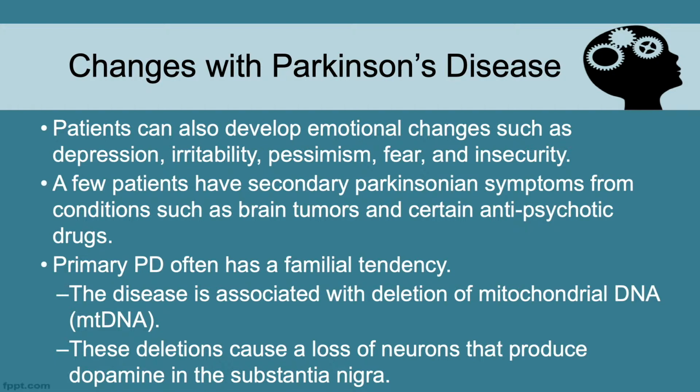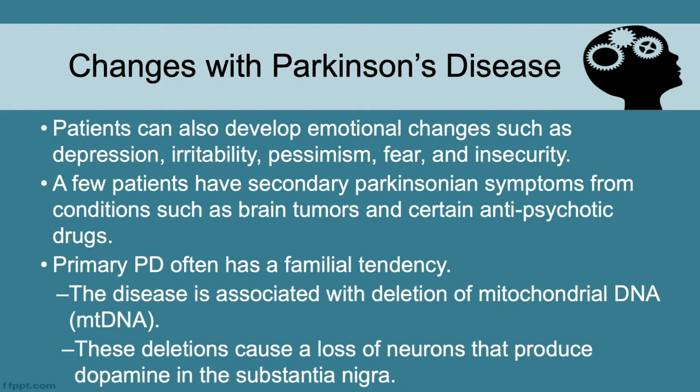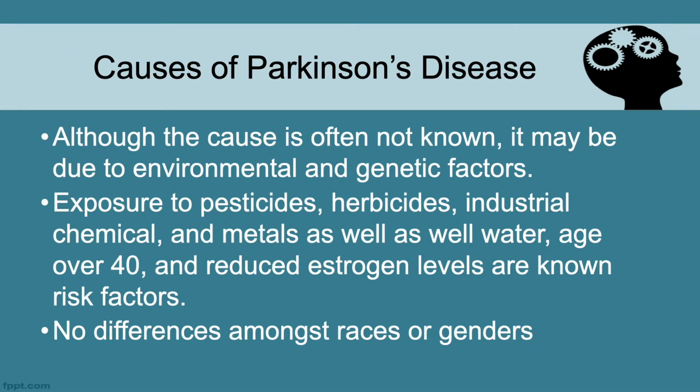Primary Parkinson's disease often has a familial tendency. The disease is associated with deletion of mitochondrial DNA, and these deletions can cause a loss of neurons that produce dopamine in the substantia nigra. And although the exact cause is not known, it may be due to environmental and genetic factors. Exposure to pesticides, herbicides, industrial chemicals, and metals, as well as well water, an age over 40, and reduced estrogen levels are known risk factors. However, there are no differences amongst races or genders.